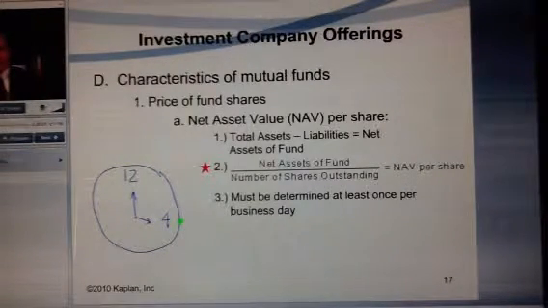That's why the pricing of mutual funds is referred to as forward pricing. We always have to move forward to the next available price to determine the number of shares purchased or the value of shares redeemed. It's called forward pricing.